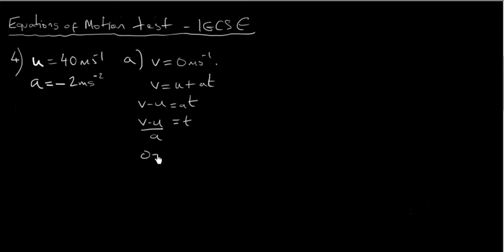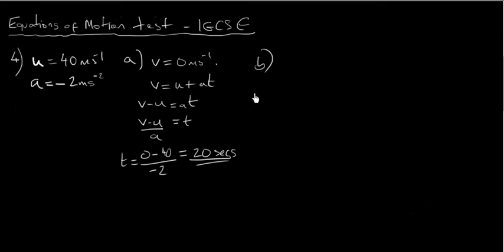So that's 0 minus the initial, which is 40, so that's going to be a negative number, divided by minus 2, also negative. The good thing about this is that a negative divided by a negative is going to give us a positive, because time is positive. So 40 divided by 2 will be 20 positive, and that will be how many seconds the time is. Hopefully that makes sense. We're going to do part B.